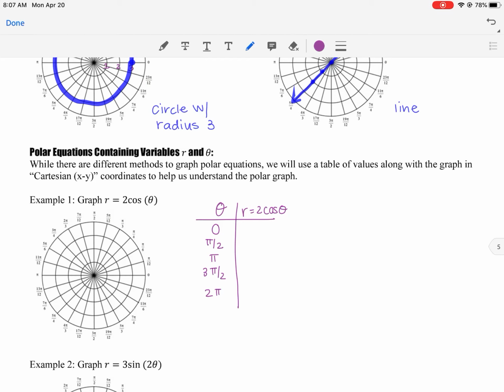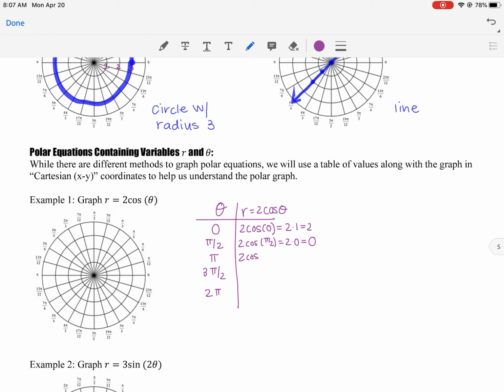In general, pi/2 is a good default, although on your homework as well as on the test, it actually gives you some angles to plug in to help you know what it looks like. So now we're going to plug it in. We're going to do 2 times cosine of 0, which is 2 times 1, which equals 2. We do the same thing with pi/2: 2 times cosine of pi/2, which is 2 times 0, which equals 0.